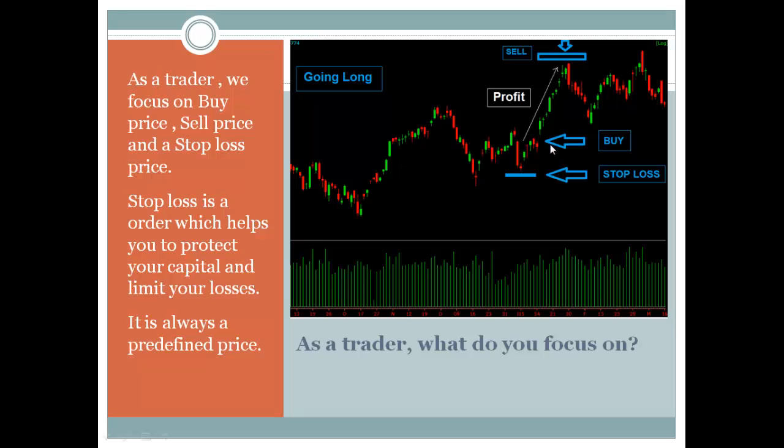We focus on buying, selling and stop loss when you're going long, or selling, buying and stop loss when you're going short. Stop loss is an order which helps you to protect your capital and limit your losses. Let me explain this to you a little bit more in detail in the next slide.